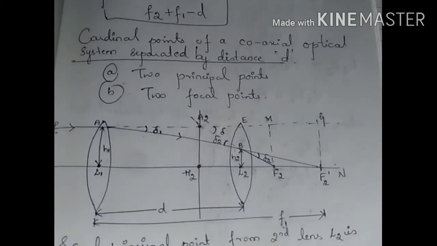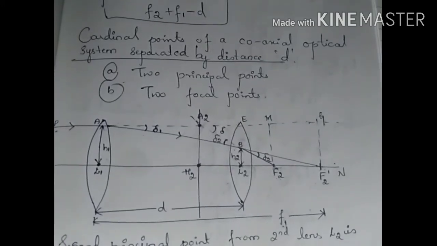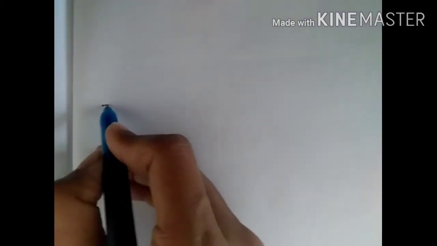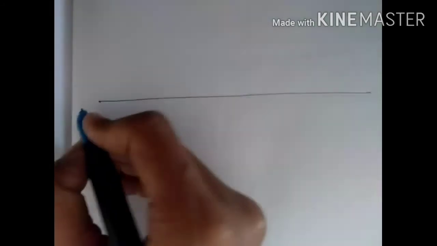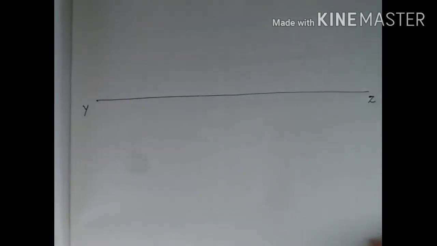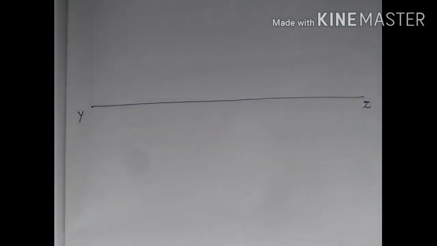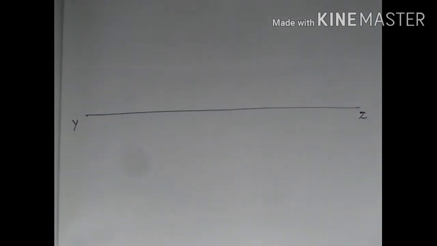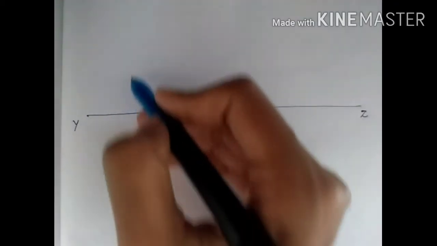Now let us learn the position of the first principal point and the position of the first focal point. To do that we need a separate diagram. Let us draw the diagram. This is the principal axis YZ. On this principal axis we are keeping two lenses which are kept coaxially.